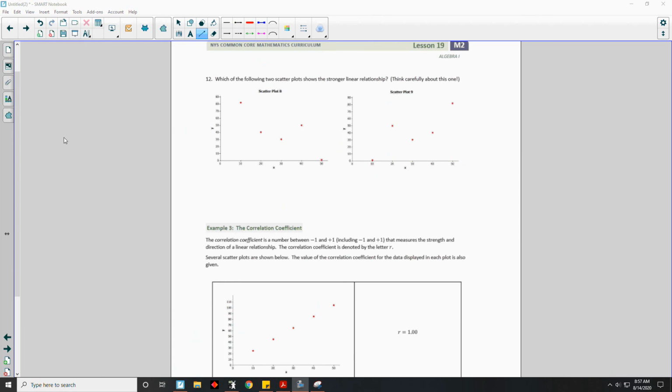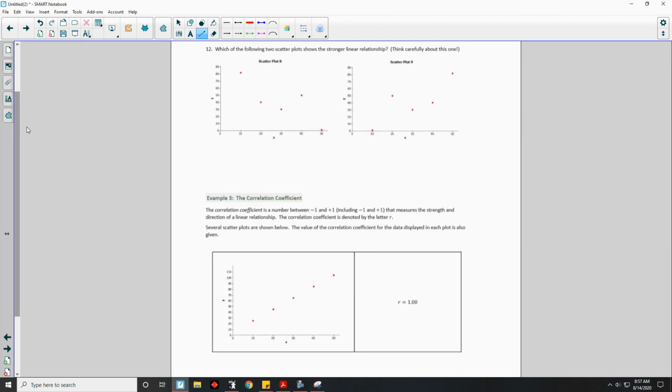Okay, page 5 brings us to problem number 12. It says, which of the following 2 scatter plots shows the stronger linear relationship? We need to look at this really closely. This is 0, 10. And if you just flip this over, there's a mirror image. If I drew a line of reflection right here, straight up and down, then these points would just flip over.